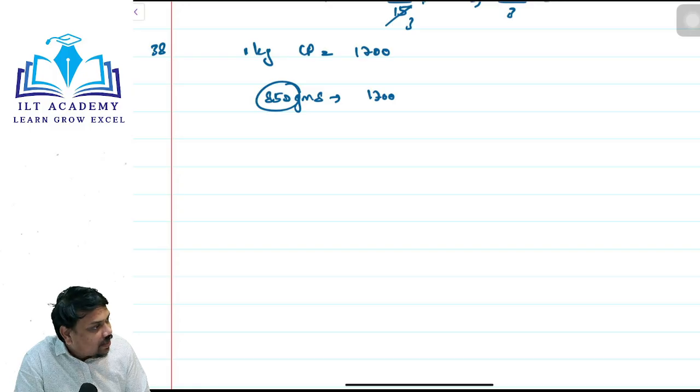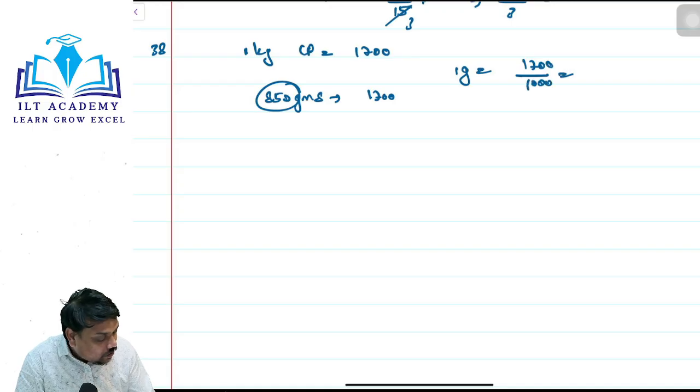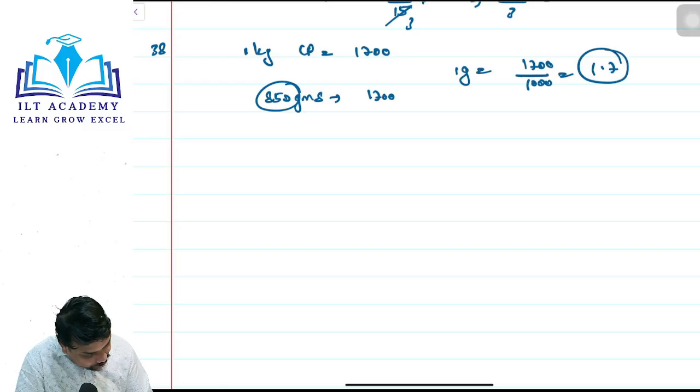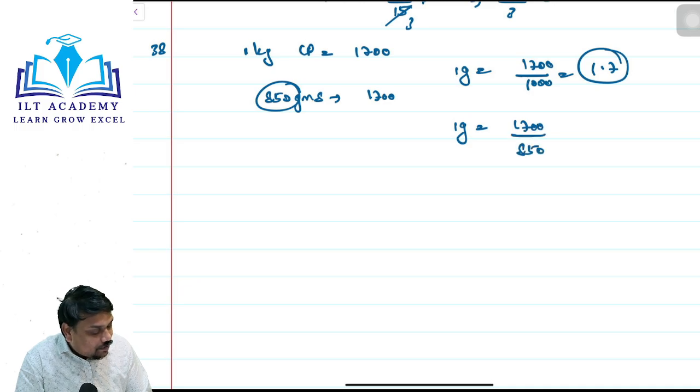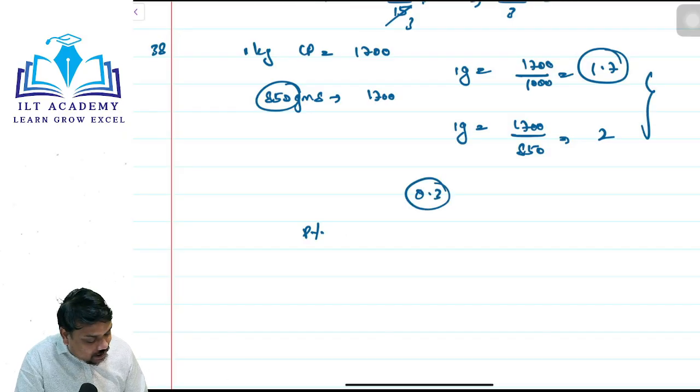सो 1 kg और 850 में फ़र्क क्या है? ग्राम्स, राइट? कन्वर्ट एवरीथिंग इनटू ग्राम्स. यहाँ पर 1 ग्राम का कितना हो जाएगा? 1700 डिवाइड बाई 1000, विच इज़ 1.7. यहाँ पर क्या हो जाएगा? 1 ग्राम का 1700 डिवाइड बाई 850, विच इज़ 2. सो द प्रॉफिट ऑन 1 ग्राम इज व्हाट? 0.3.